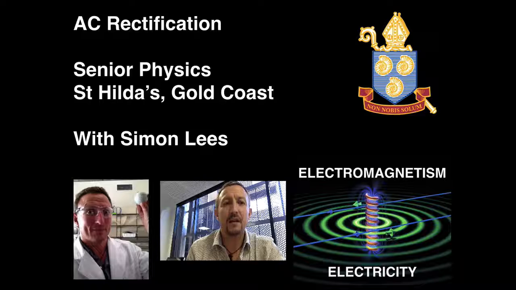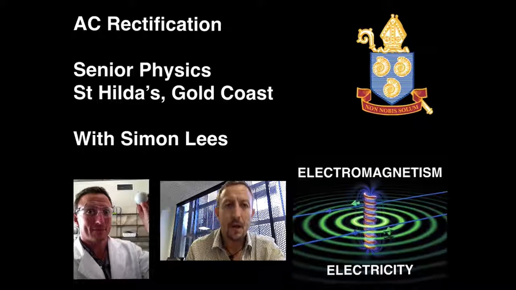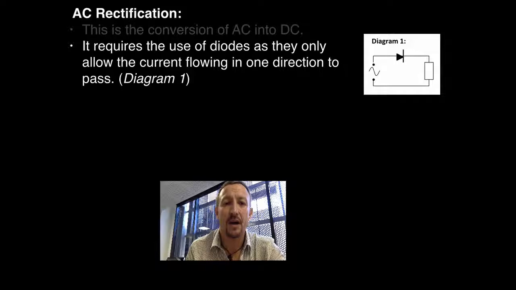In this video we're going to look at AC rectification. What this is going to do is conclude a lot of the work that we've done on diodes and capacitors to actually convert AC into DC. So what is AC rectification? Well, basically this is useful in the process of converting AC, or alternating current, into DC, or direct current. Now it uses the effect of a diode.